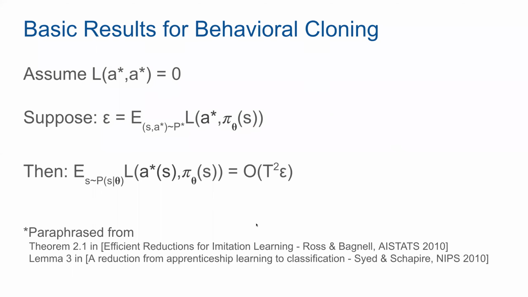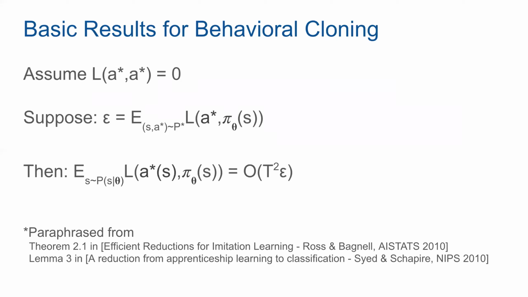And so suppose that we have a loss function that makes sense. So if we perfectly imitate the expert, we get zero loss. That's what the top line says. And suppose that this supervised learning reduction, this behavior cloning, where we're just doing supervised learning of the expert data, we get epsilon loss, where epsilon is pretty small. It's like 0.1 or 0.05.